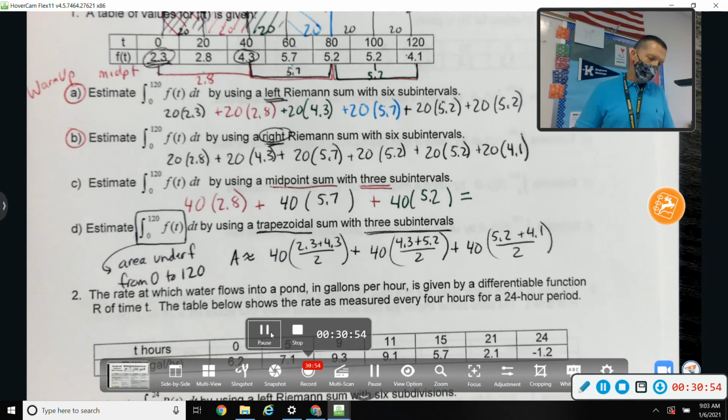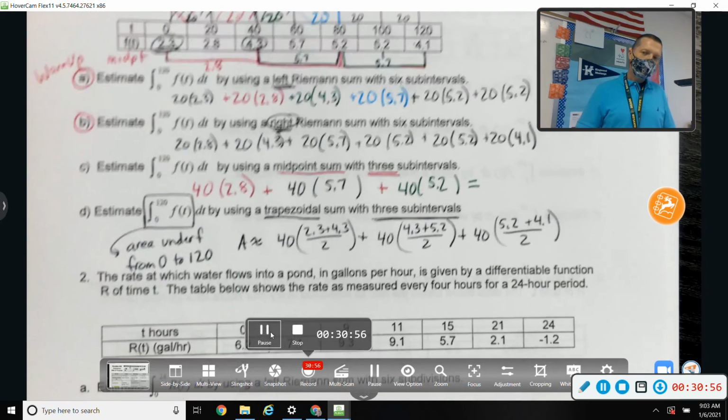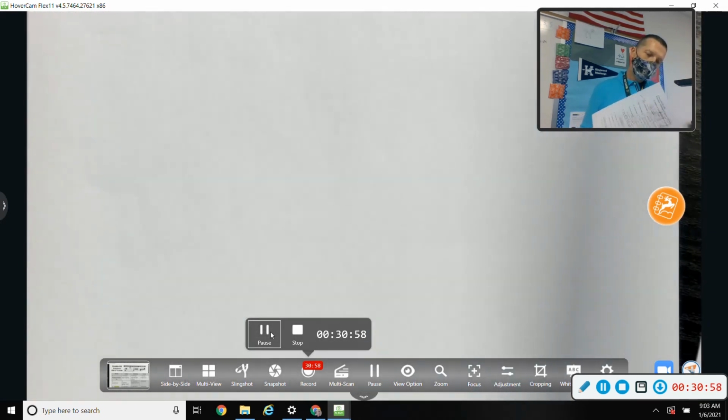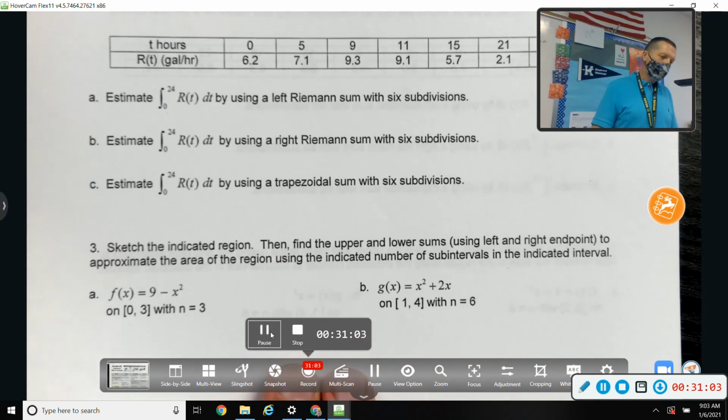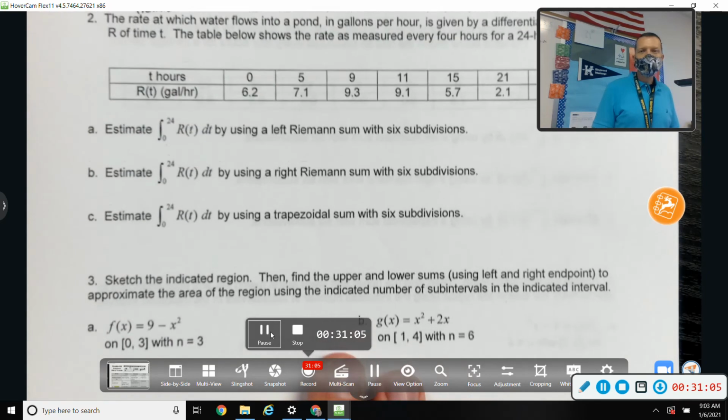All right, let's work through number 2 together. Basically, your assignment today is finish this worksheet. We'll just see how far we get together.